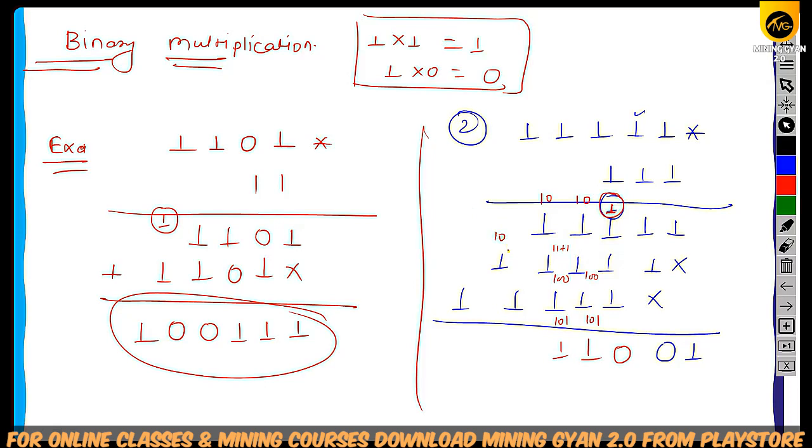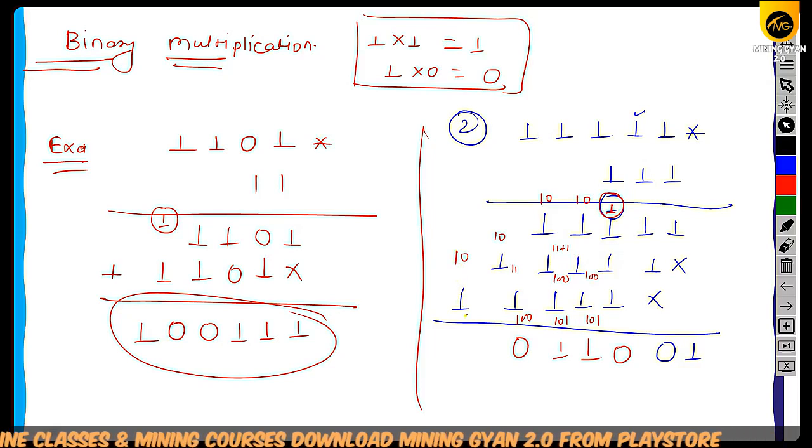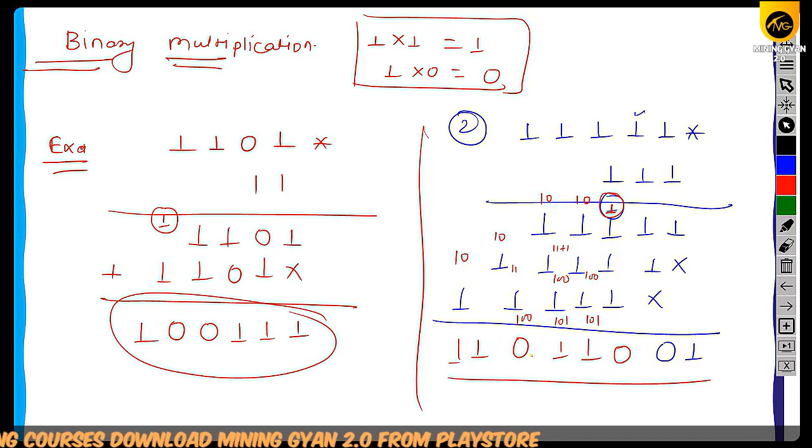Now 1 0 plus 1, it will become 1 1, 1 1 plus 1, it will become 1 0 0. So 0 and 1 0 is again the carry. So 1 0 plus 1, it will become 1 1. So the answer will be 1 1 0 1 plus 1.